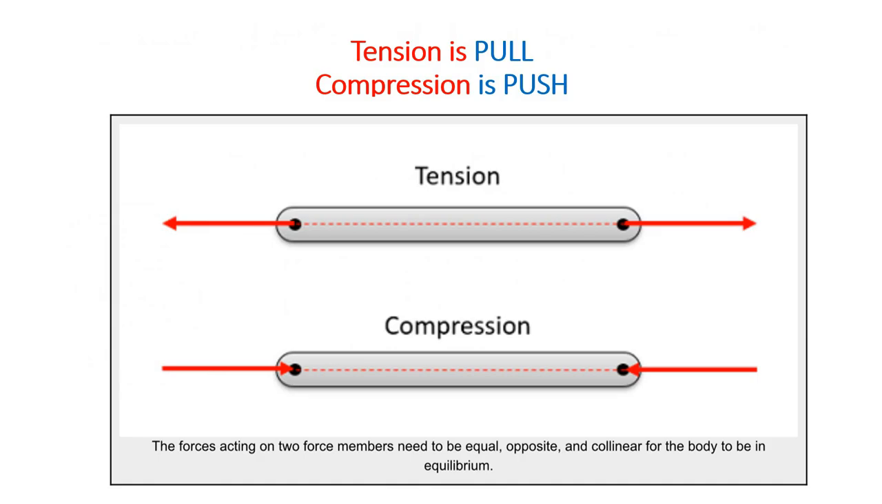So what is tension and what is compression? The basic difference is between pull and push. Here you can see that the member is subjected to forces which are in opposite directions. This is said to be pull, and that is tension. And if the opposite forces are just pushing the member, that is said to be in compression.